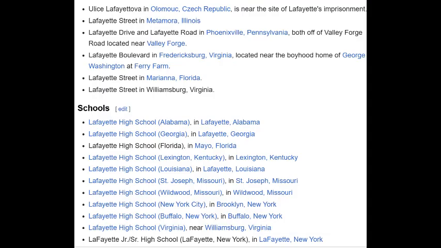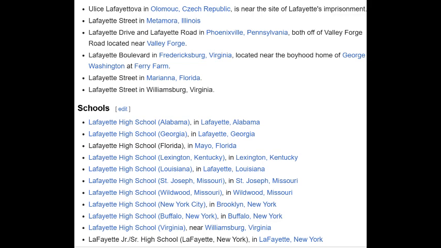Next, we have Ulysse Lafayetteova in Olomouc, Czech Republic. Lafayette Street in Metamora, Illinois. Lafayette Drive and Lafayette Road in Phoenixville, Pennsylvania. Lafayette Boulevard in Fredericksburg, Virginia, and Lafayette Street in Marion, Florida, and Lafayette Street in Williamsburg, Virginia.